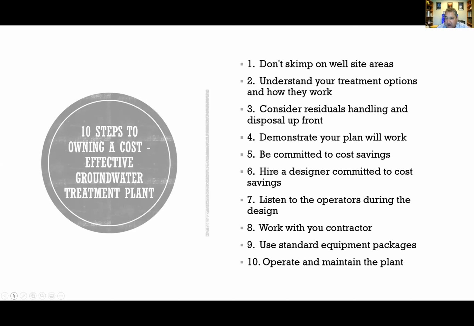Second, understand the treatment options, how they work. Third, consider residual handling up front. Number four, demonstrate that your plan is going to work before you design it. The cost savings throughout the project. Hire a designer that's committed to cost savings. Listen to the operators during the design. Work with your contractor. Use standard equipment packages whenever you can, and operate and maintain the plant as well. So we'll go through each of those, and then I'll give you some different examples of different types of groundwater treatment plants.